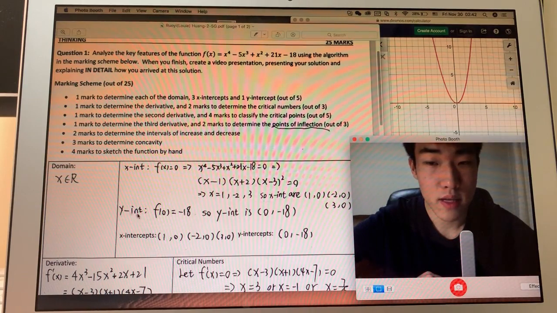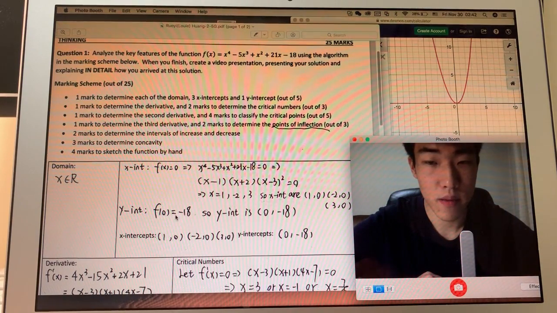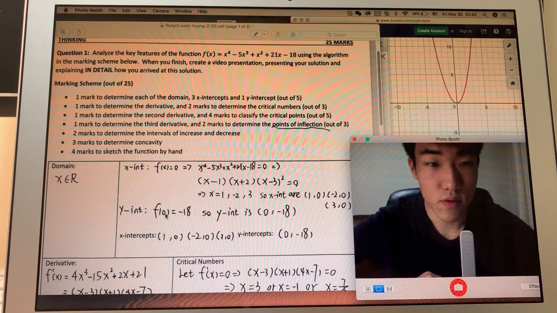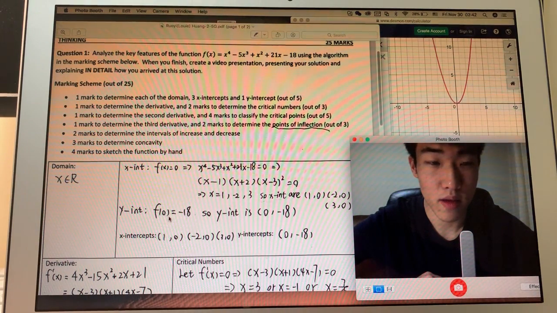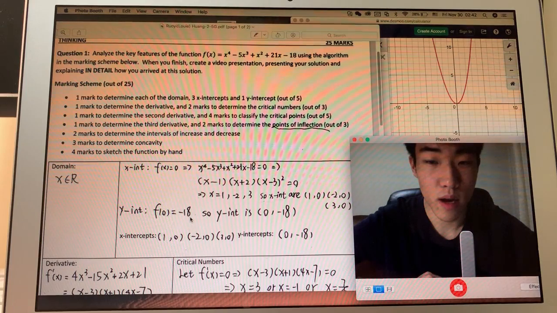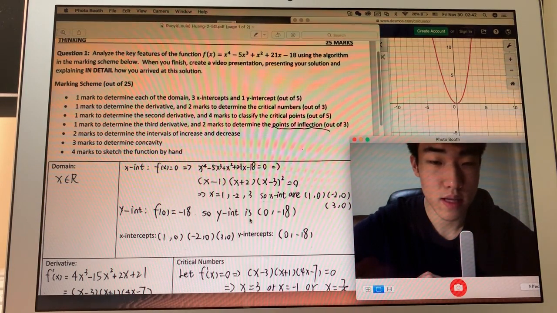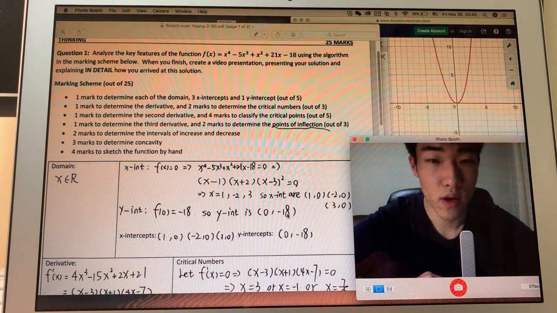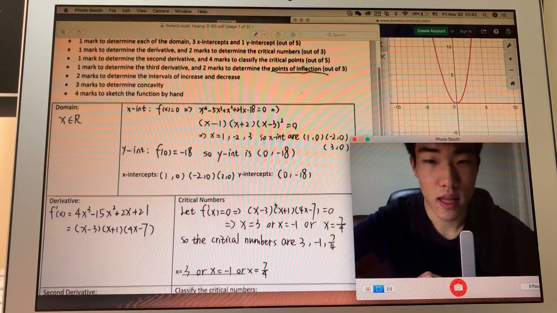And the y-intercept is quite the same. We only need to change the constant value into y, and x equals 0 this time. We figure out the y value, the y-intercept, and that is (0, -18).